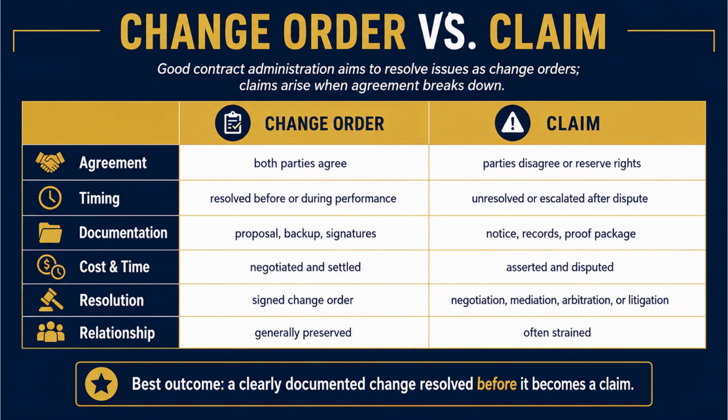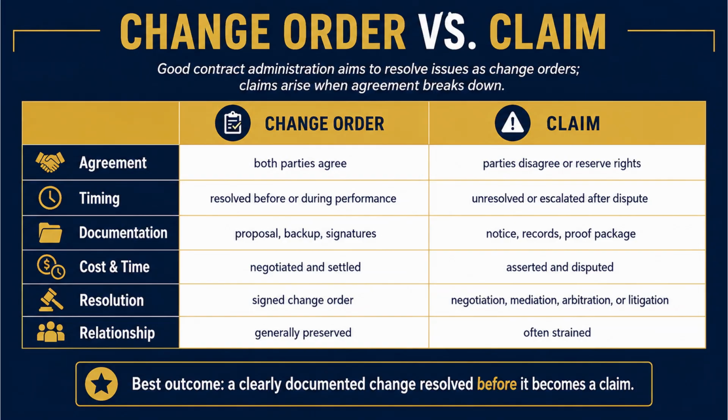Documentation. A change order needs a proposal, backup, and signatures. A claim needs notice, records, and a full proof package. See how the documentation burden goes up with a claim? You need more record to win a claim than to sign a change order. Another reason to keep it in the change order column. Cost and time. In a change order, they're negotiated and settled. In a claim, they're asserted and disputed.